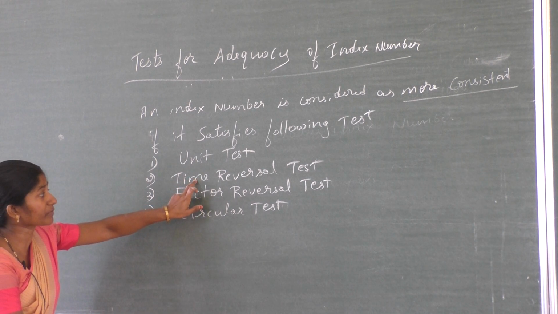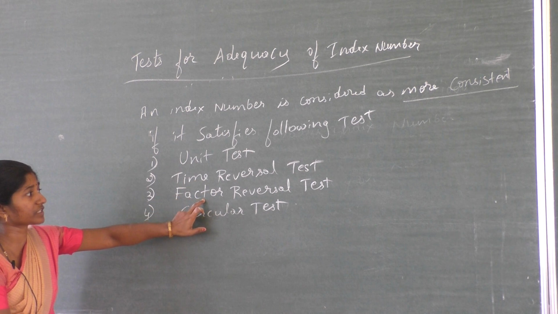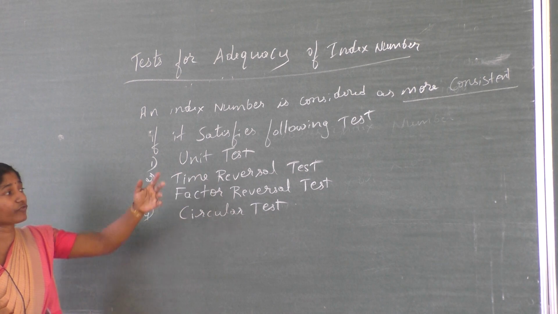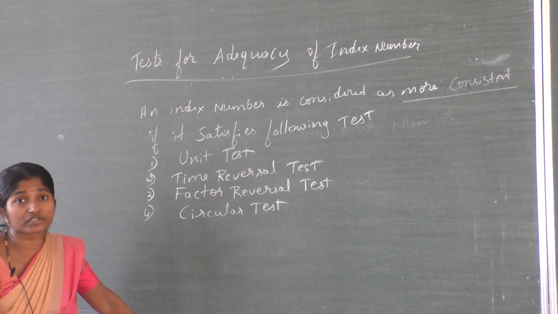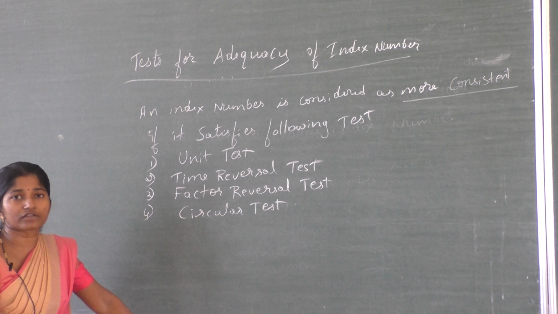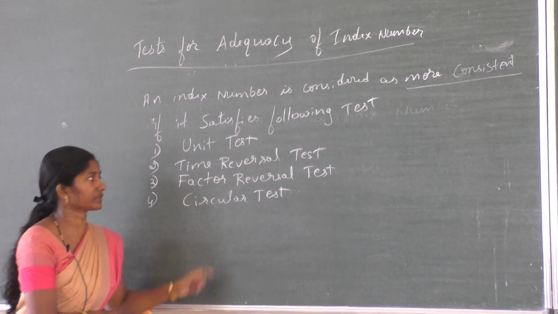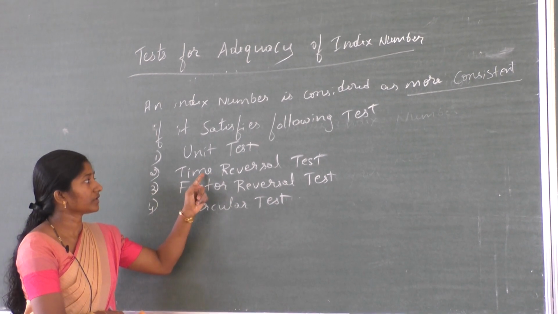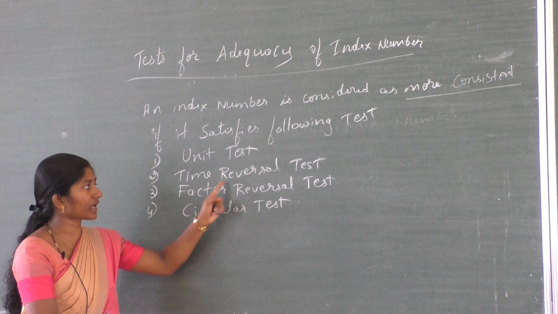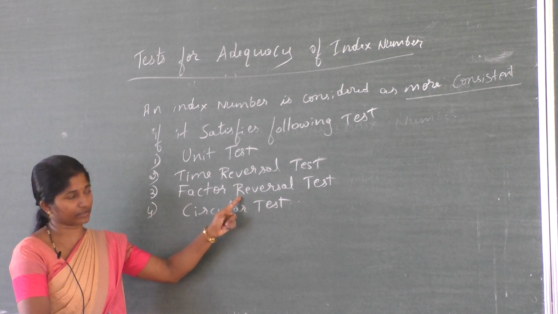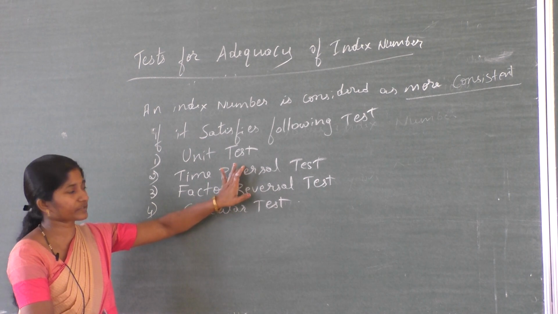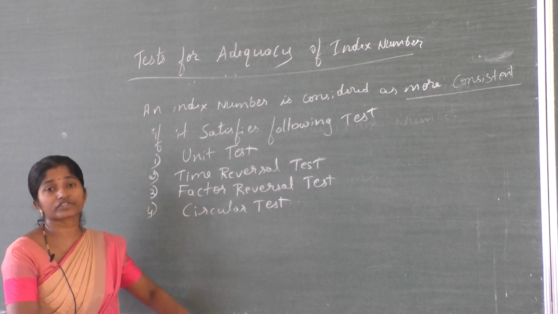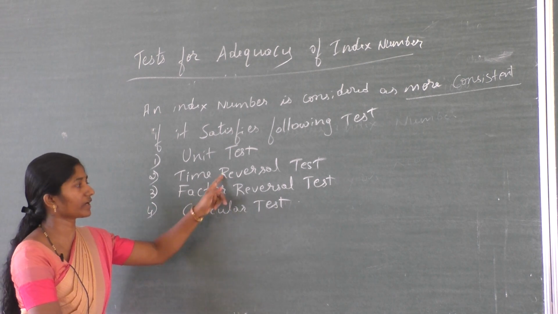Time reversal test and factor reversal test we have already seen before, in the Fisher's ideal index number. Why is Fisher also called the ideal index number? There we have seen that it satisfies the time reversal test and factor reversal test. That we are going to explain here, why the Fisher index number satisfies these two.